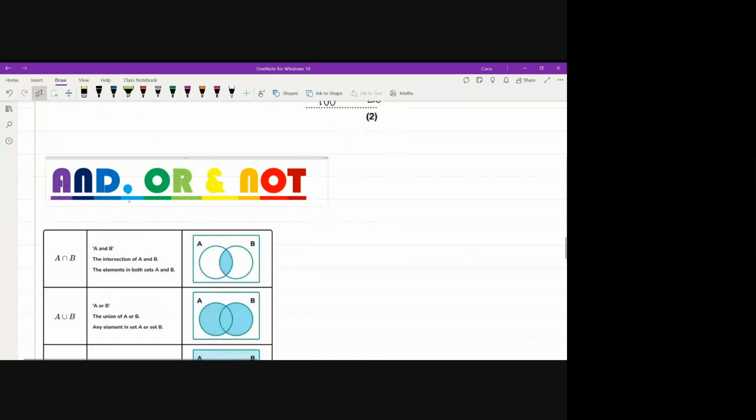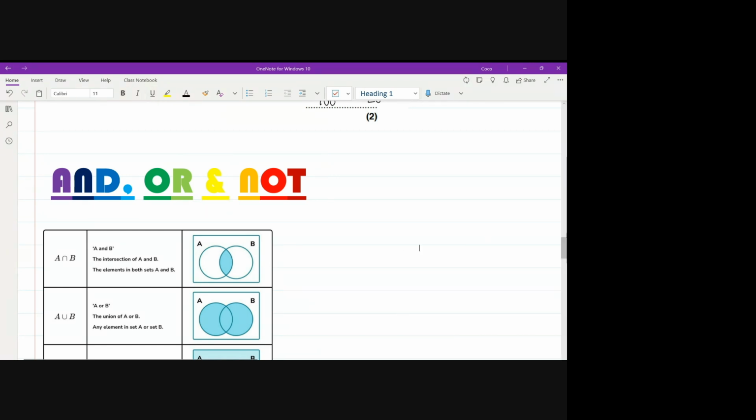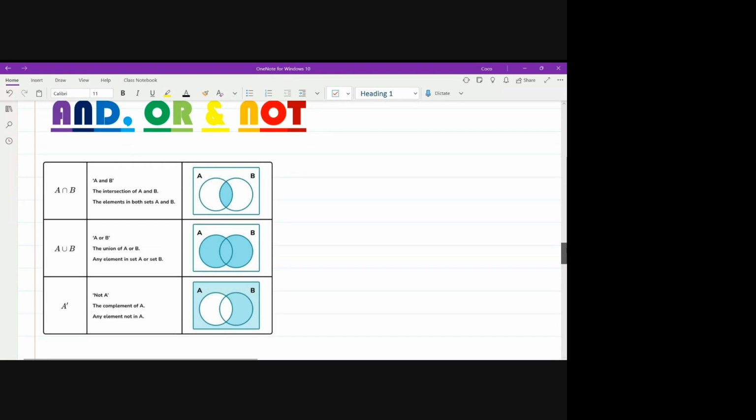All right, okay. Let's look at the words and, or, and not, because they're very, very important. They're going to keep coming up again and again. What we're going to be doing today is learning the symbols. We're going to be learning these 3 symbols, and I need us to remember them. That symbol looks like an upside down U. This symbol looks like a right side up U, and this little apostrophe over here.